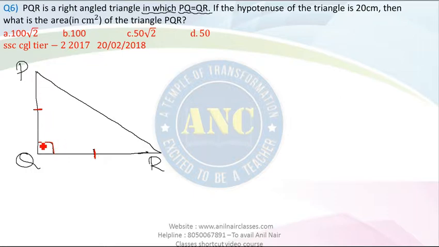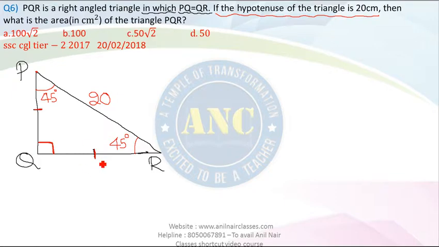That means one of the angles is 90, the sum of the other two angles is 90, but because PQ and QR are equal, because two sides are equal, two angles also should be equal. That means angle P and angle R should be 45 each. Okay, beautiful. If the hypotenuse of the triangle PR is given as 20, what is the area of the triangle PQR?